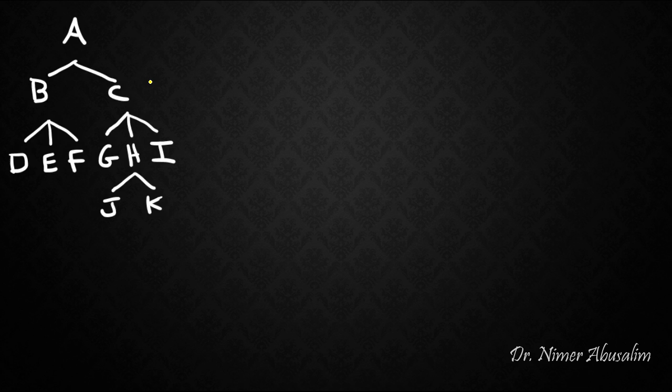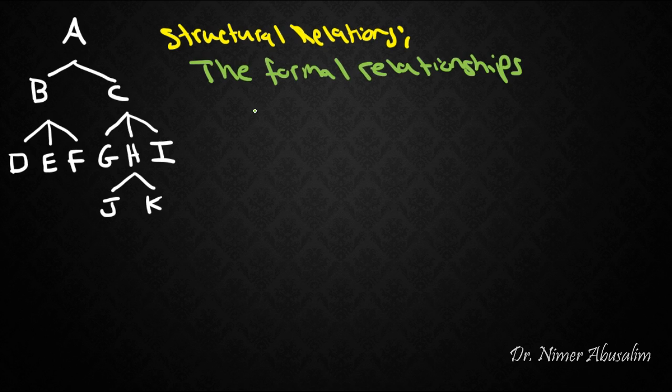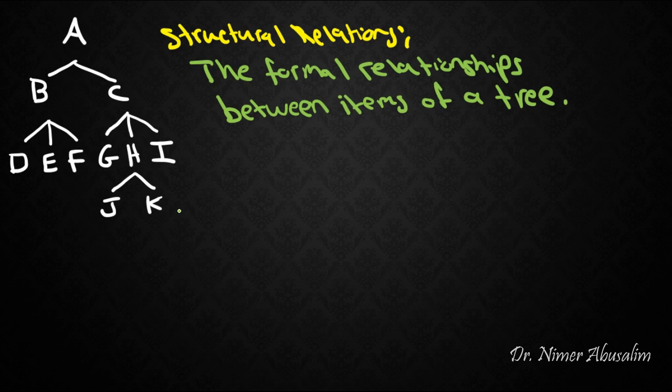So let's begin. Alright, so this is an example tree. From this tree you want to learn about what structural relations exist between these items. So first off, structural relations are defined as the formal relationships between items of a tree. So let's start to look at this tree, and first let's define some relations that exist between them.